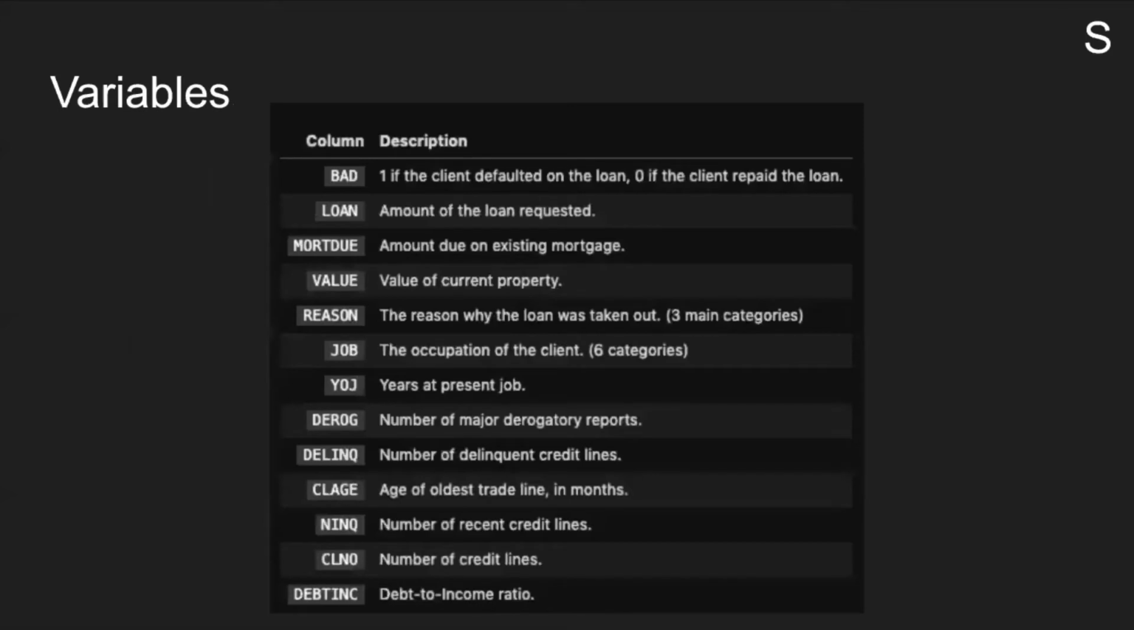So here's a breakdown of our variables. Obviously, the one we're trying to predict is the bad variable, 1 if the client defaulted and 0 if they repaid the loan. All of our input variables are quantitative with the exception of reason and job. These are our 2 categorical variables. And obviously, when it comes to building models, we have to treat these 2 types of variables differently.